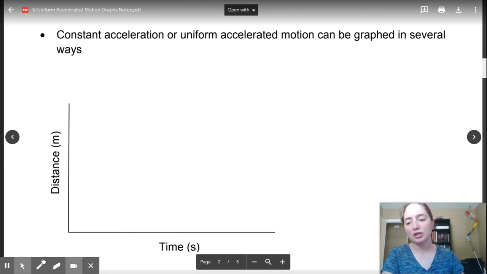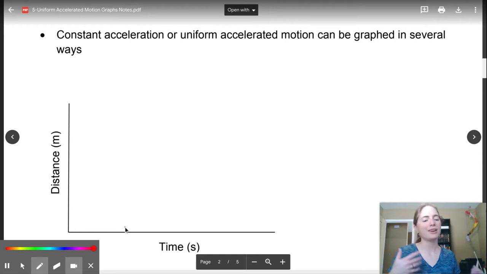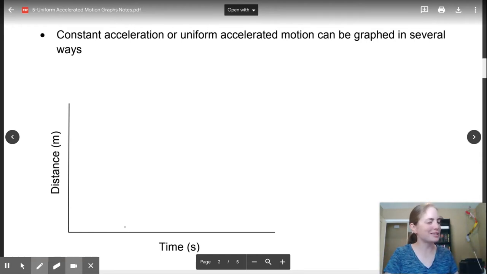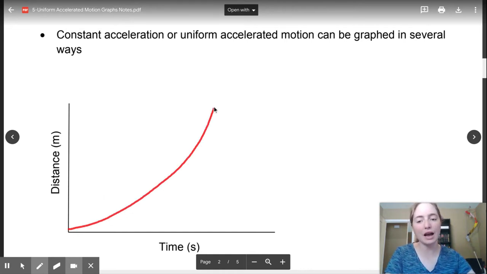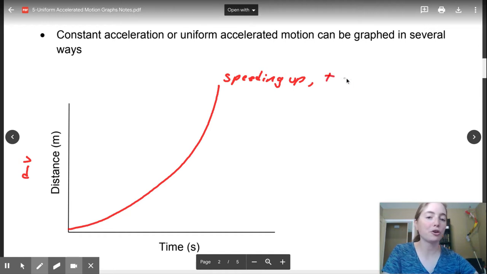Okay, so on a distance time graph, there's not a lot of math we can do acceleration-wise, but you gotta know the pattern. So when you are speeding up, the distance, or displacement, it could be either distance or displacement, is going to be increasing exponentially. So this red line here is our speeding up, or your positive acceleration.